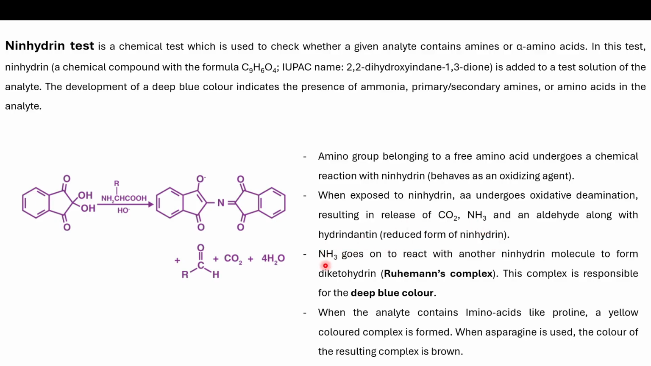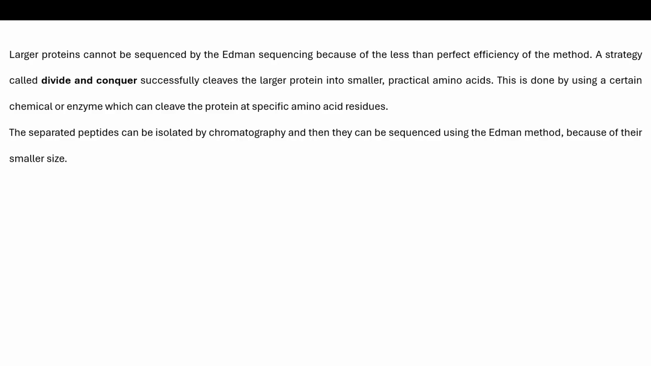And then the NH3 that has eventually come out goes on to react with another ninhydrin molecule to form Ruhemann's purple complex. Okay, this complex is responsible for the development of the deep blue color here. And when the analyte contains amino acids like proline, a yellow colored complex is formed. And when asparagine is used, the color of the resulting complex is brown. Okay. So larger proteins cannot be sequenced by Edman sequencing because of the less than perfect efficiency of the method.